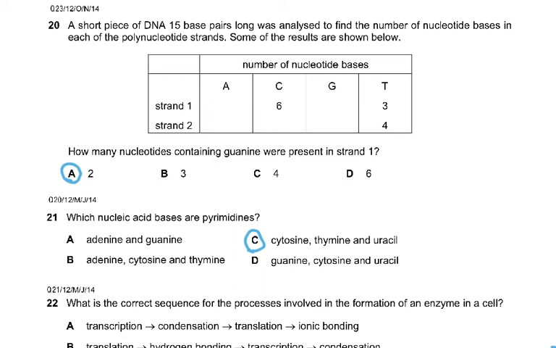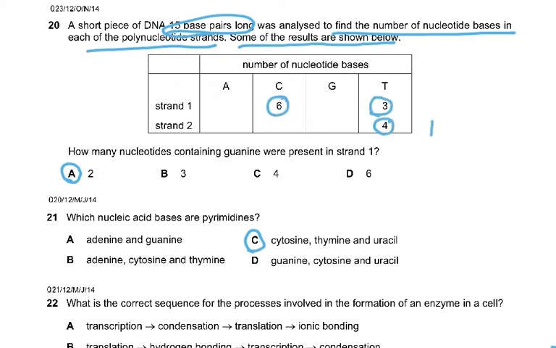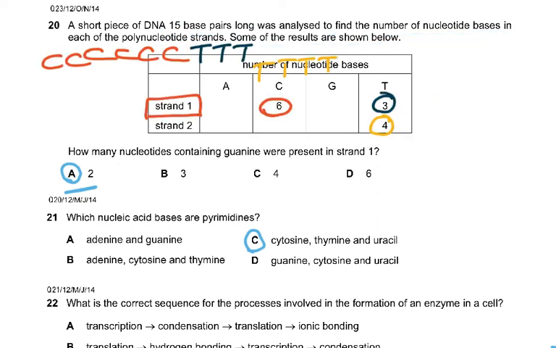A short piece of DNA is 15 base pairs long. It was analyzed to find the number of nucleotide bases in each of the polypeptides, and some of the results are shown below. A simple way is that you just add 6 plus 3, 9 plus 4, 13. And 15 minus 13 is equal to 2. So the answer was 2. But if you want to really know how I did this, this is how I have tried to explain it to you.